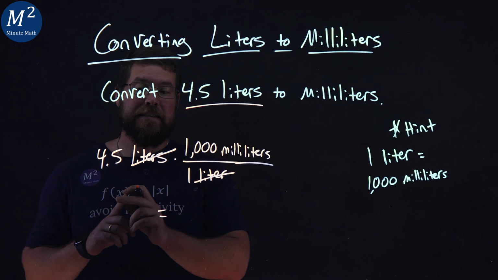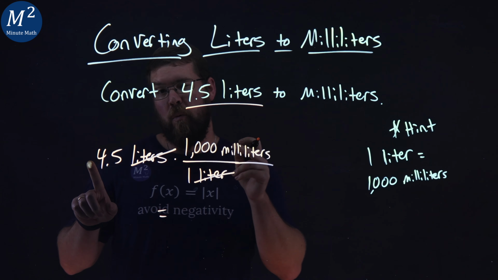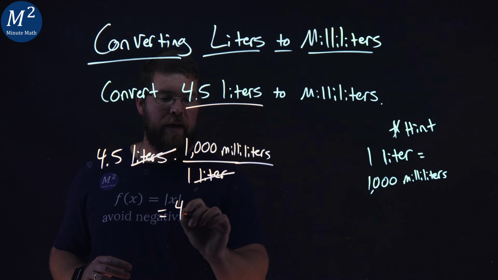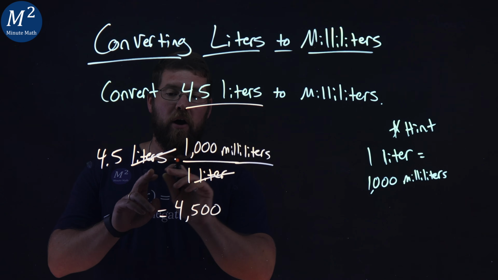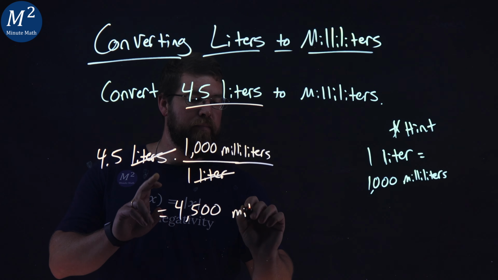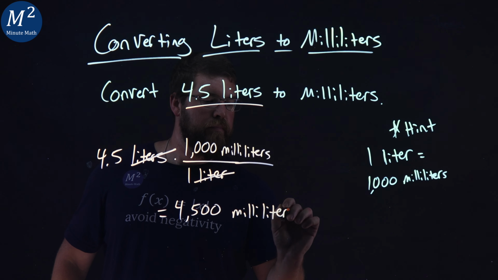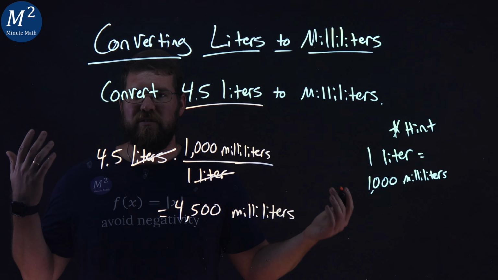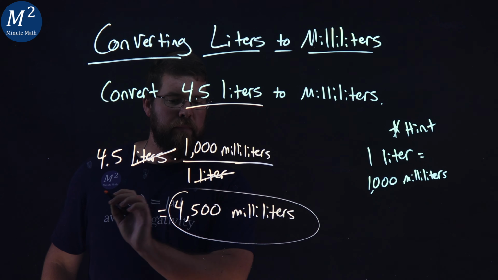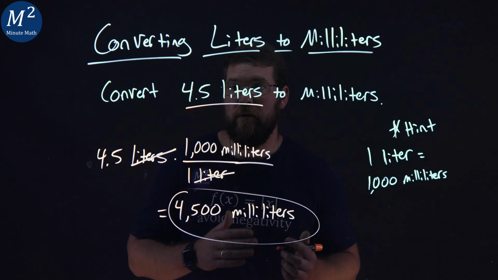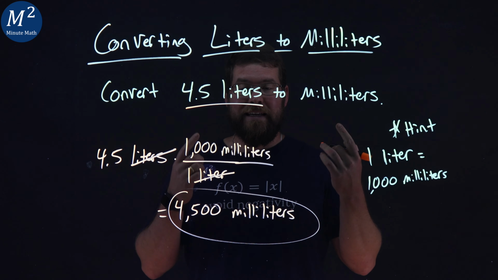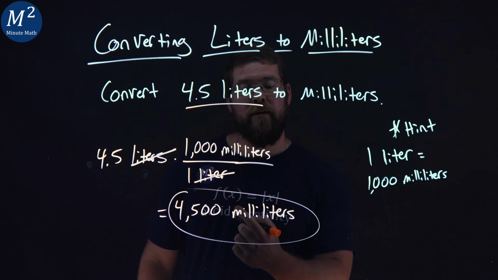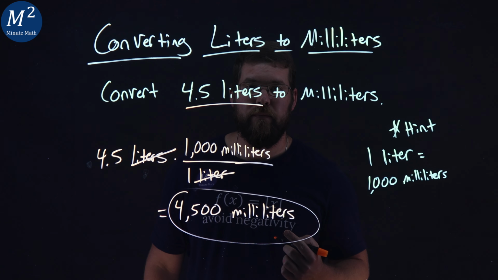So now we're multiplying this out. 4.5 times 1,000 is 4,500. Our units are milliliters. Now we're dividing by this 1. Don't need to write that. And now we have our answer in milliliters. 4.5 liters is equal to 4,500 milliliters.